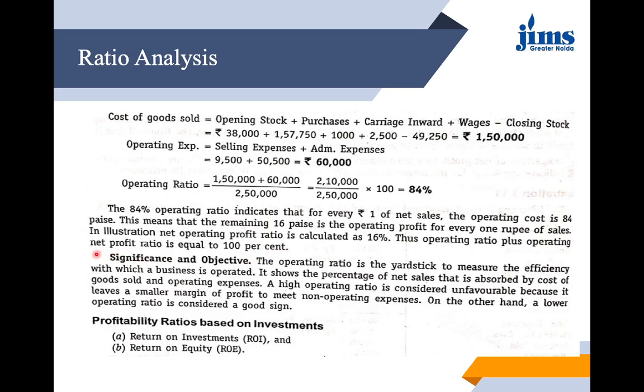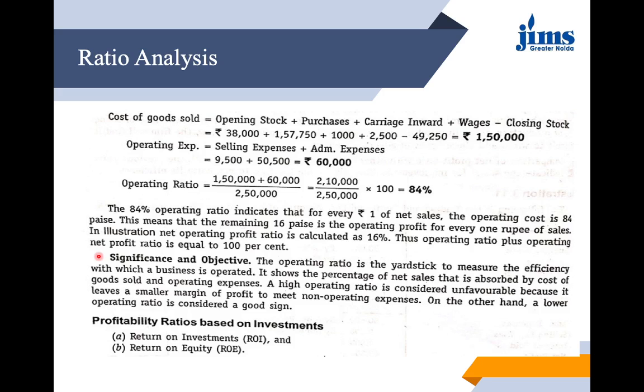The significance of these ratios, let us see. The operating ratio is actually the yardstick, the tool to measure the efficiency with which a business is being operated. It shows the percentage of net sales that is absorbed by the cost of goods sold and operating expenses. A high operating ratio is considered unfavorable because it leaves a smaller margin of profit to meet the non-operating expenses. On the other hand, a lower operating ratio is considered a good sign.